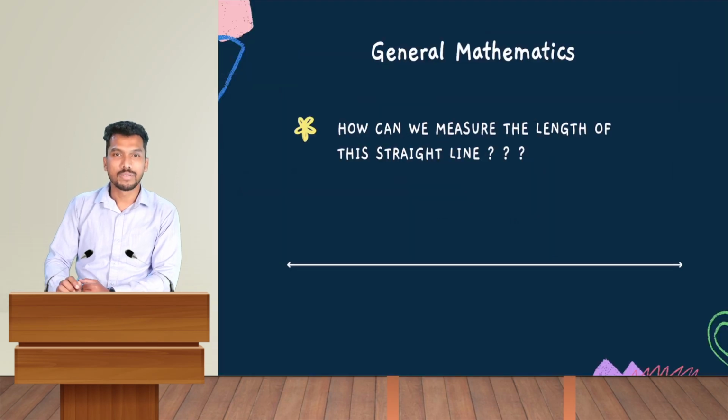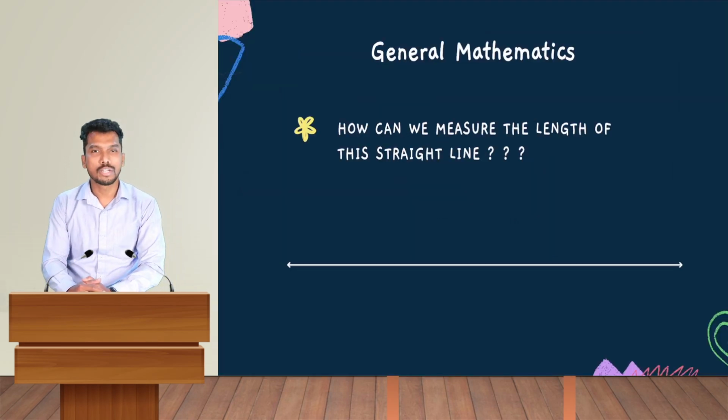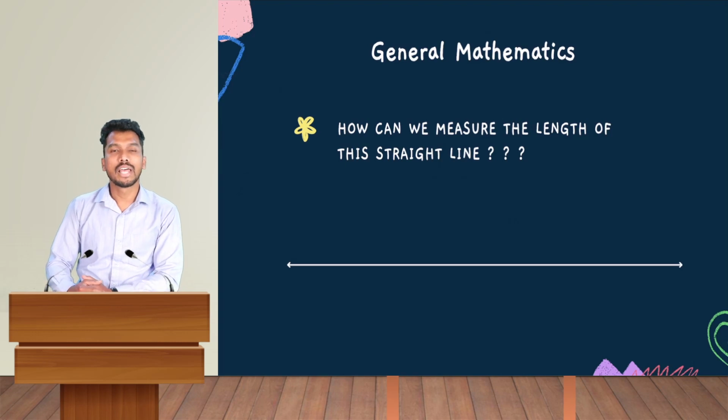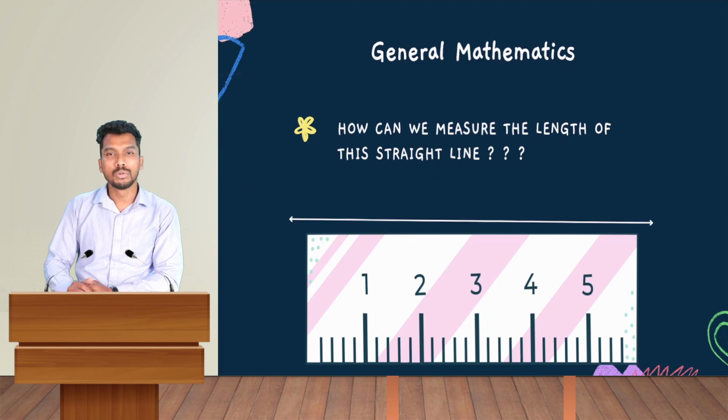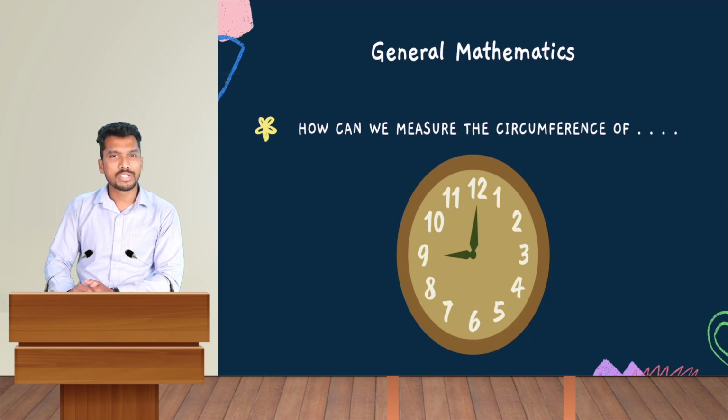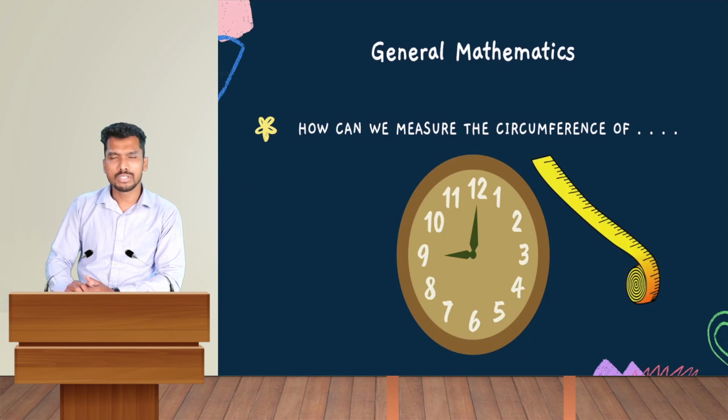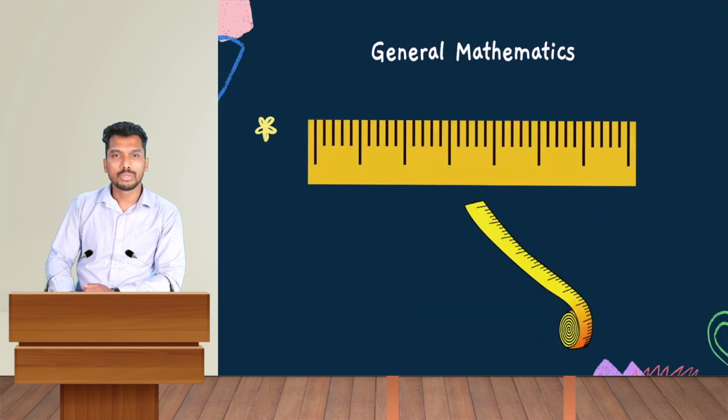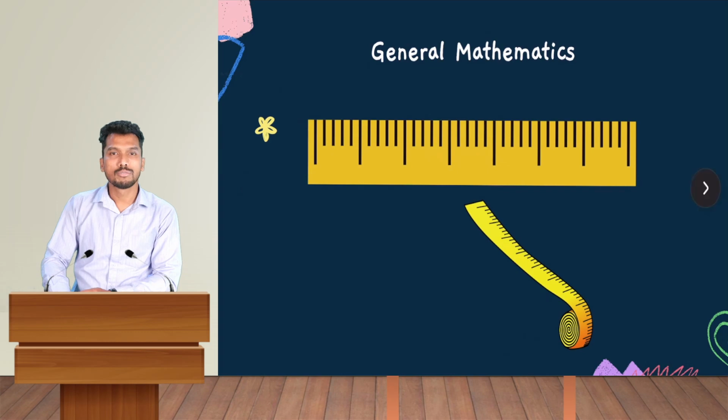Let's do this. Okay, students, can you please tell me how we can measure the length of this straight line? Basically, we are using the ruler. Using the ruler, we can find the length. Students, can you please tell me how we can measure the circumference of this wall clock? You take a meter tape and wrap it around, and using this you can measure the circumference of the wall clock.